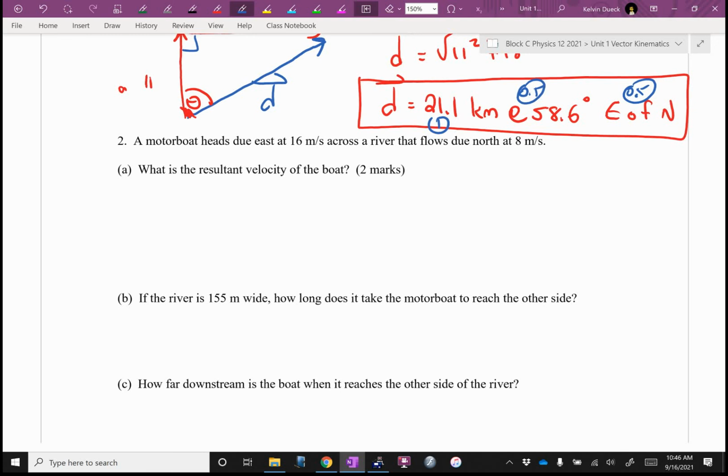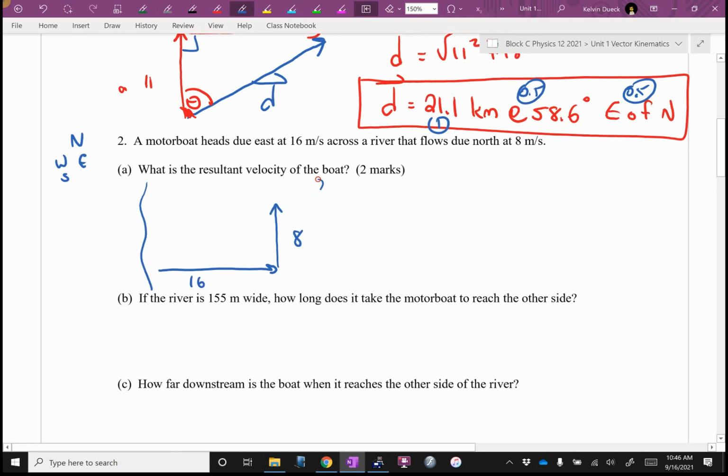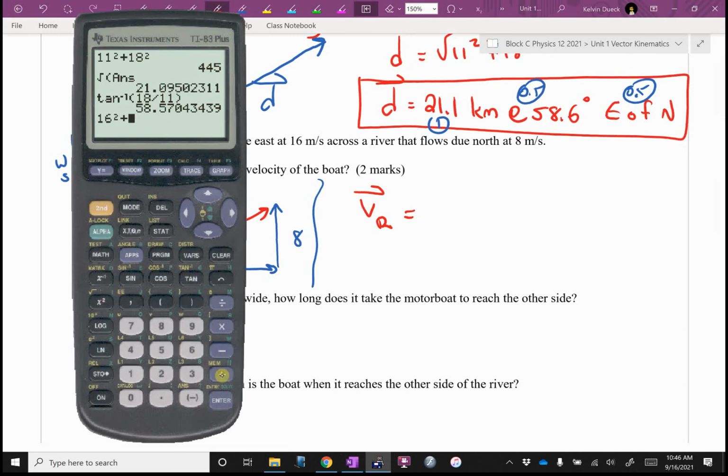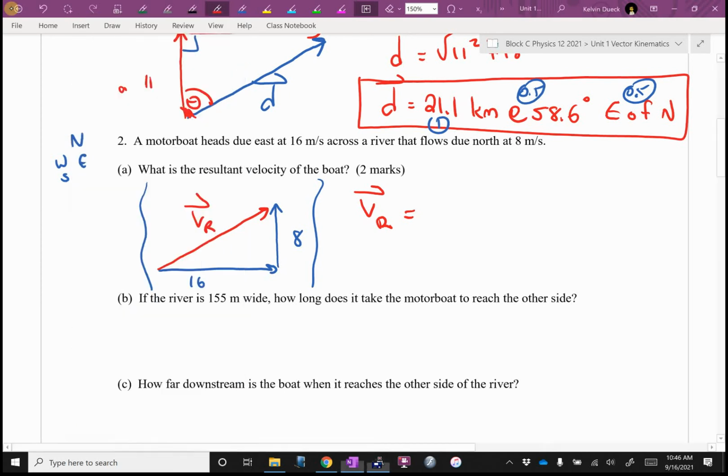So here, the boat's heading east. River's flowing north. So the river is kind of like this, I guess. There's the resultant. It's going to be the square root of 16 squared plus 8 squared, which is the square root of 320. 17.9, is that correct?